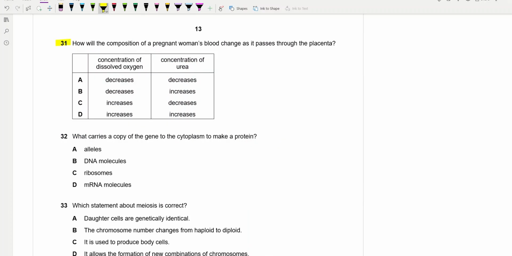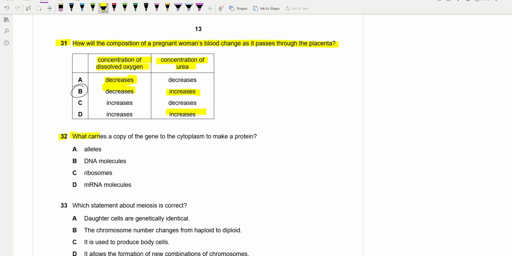Question number 31. How will the composition of a pregnant woman's blood change as it passes through the placenta? Concentration of dissolved oxygen, concentration of urea. So, the concentration of dissolved oxygen decreases and the concentration of urea increases. So, the correct option would be option B.